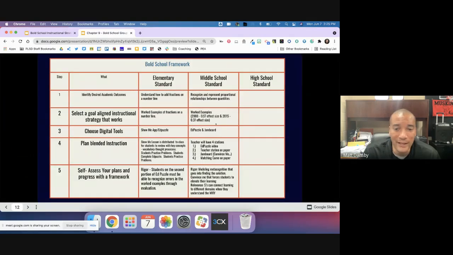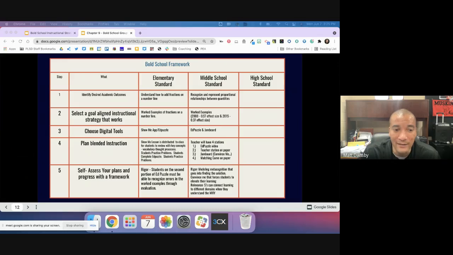So we did an elementary and a middle school version. From the elementary version, I just did understanding how to add fractions on a number line and how you would show the worked examples using the Show Me app and Edpuzzle. And then again, you would show the students and then give them an opportunity to practice. But in the Show Me part, it's really making sure that you add the key vocabulary, the key thought processes, and then making sure that students had that ability to practice.